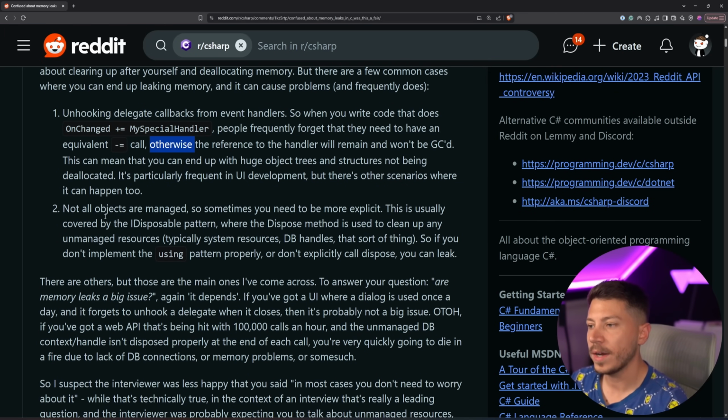Not all objects are managed, so sometimes you need to be more explicit. This is usually covered by the disposable pattern, which is not necessarily memory disposal. This is more of a resource disposal.